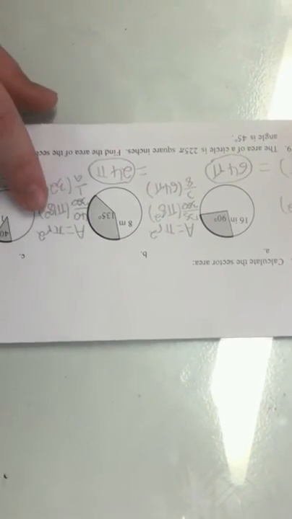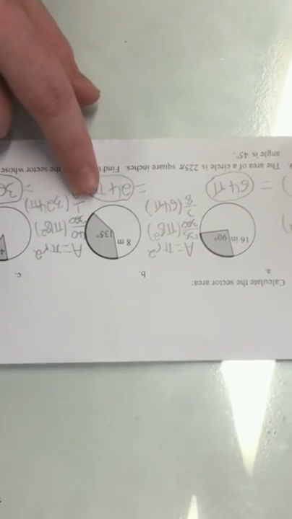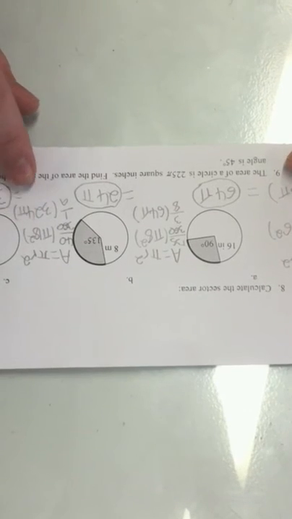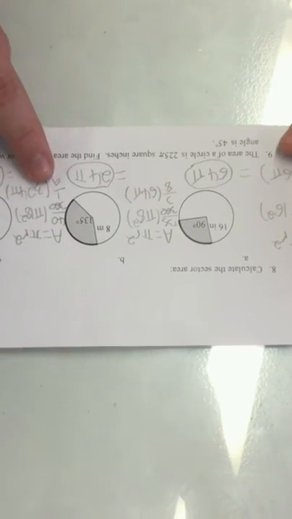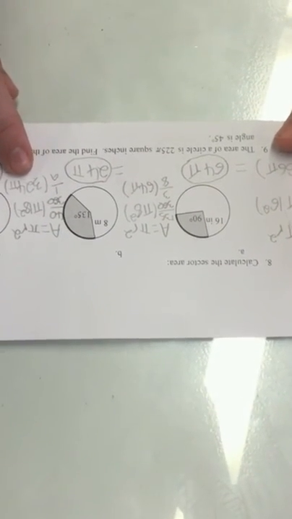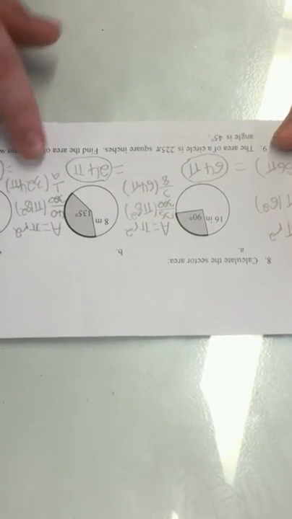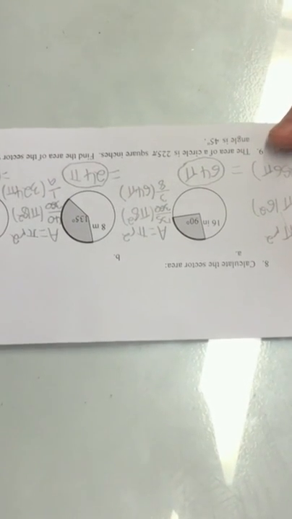For example C, just put the formula to remember it, do 40 over 360 times pi 18 squared. And to simplify that down a little bit, it'd be 1/9 times 324 pi. And when you multiply those together, the answer comes out to 36 pi.